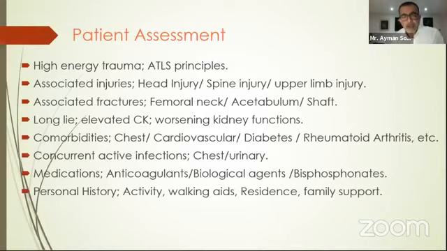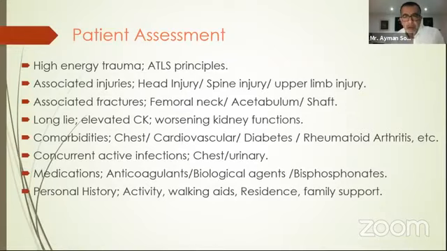As I said, patient assessment, according to the guidelines that Dr. Hutchinson has told us about. So for high energy trauma, ATLS principles. Associated injuries: even with low energy trauma, you could have a head injury, and the incidence is about 10%.